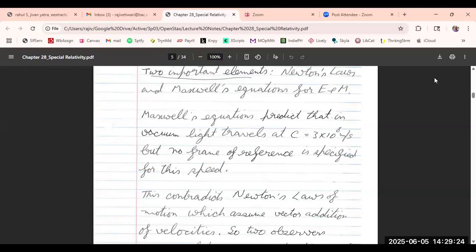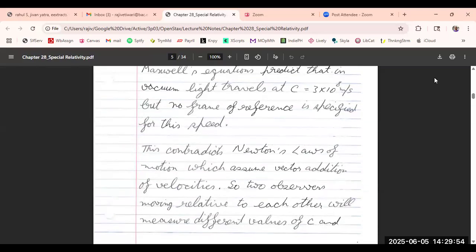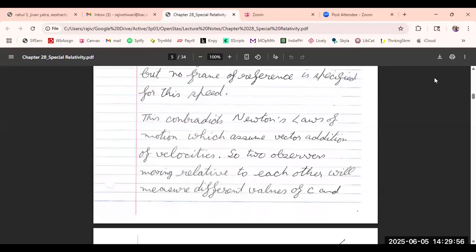If a car is moving at 60 miles an hour, then for a person on the road, the driver appears to be moving at 60 miles per hour. However, for a passenger in the car, the driver appears to be at rest. So whatever speed you measure depends on the frame of reference. So Maxwell said the speed of light is 3 times 10⁸ meters per second without specifying what frame of reference that is in.